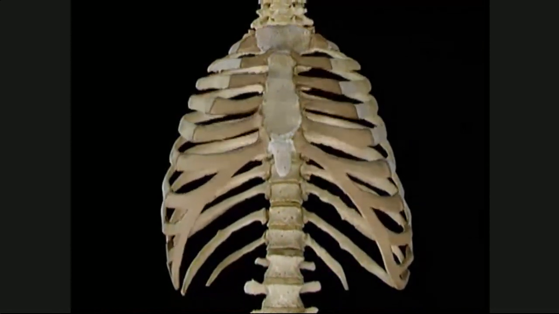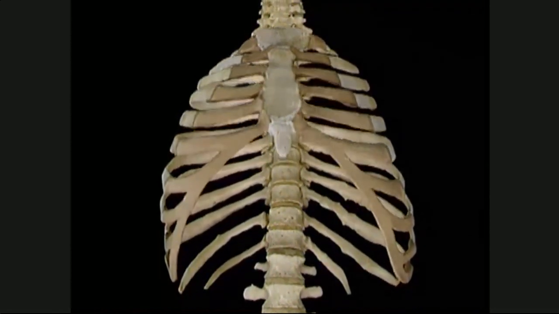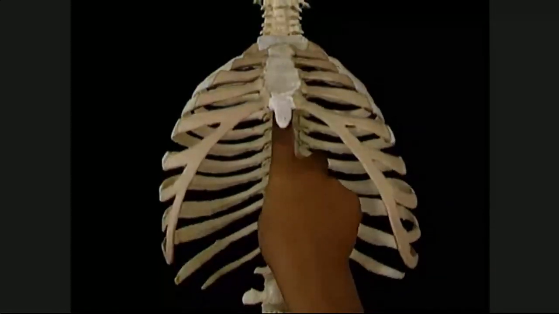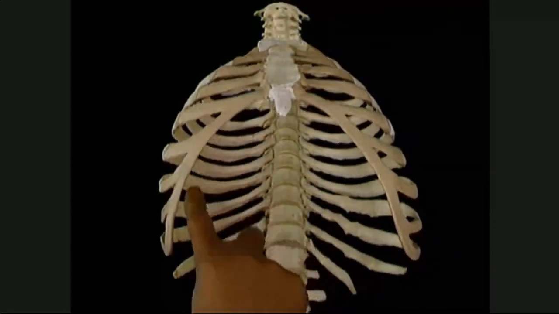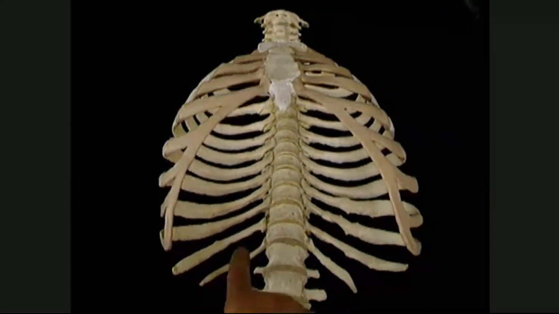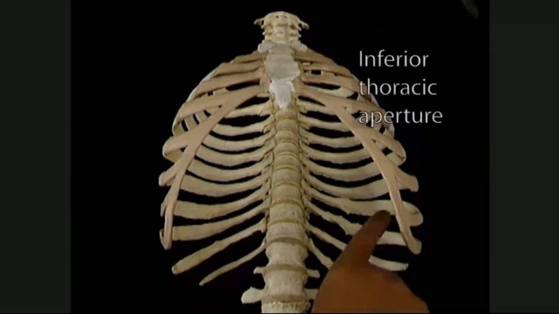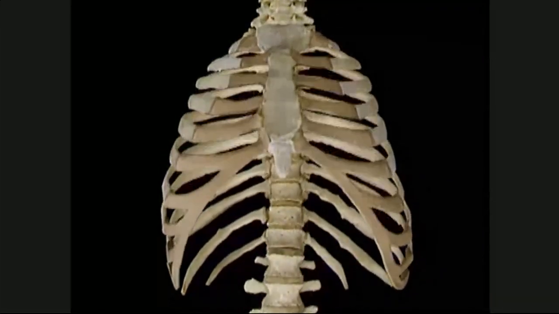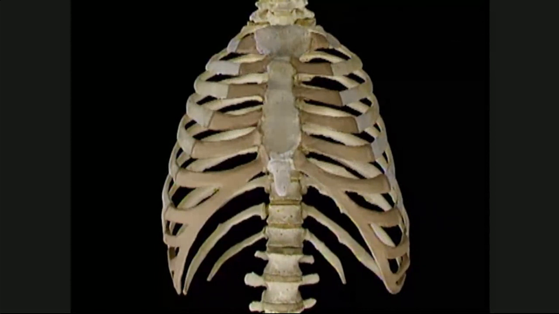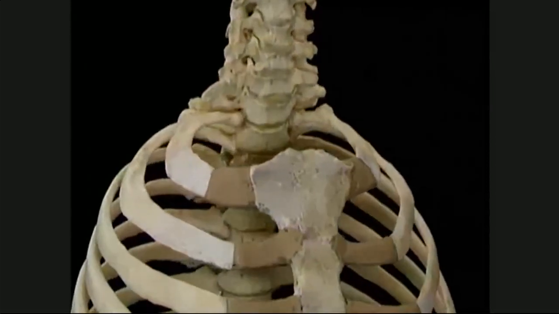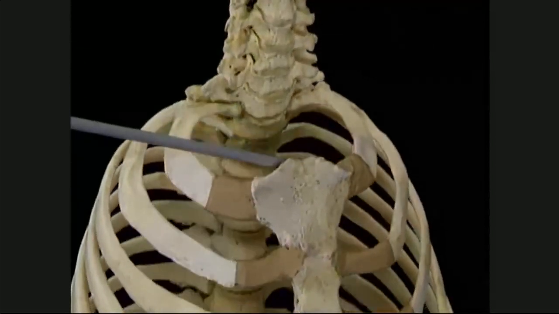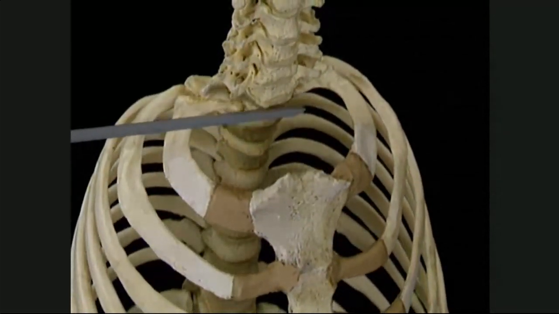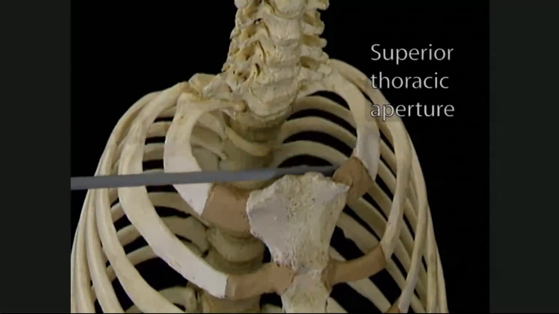Ribs, sternum, and costal cartilages form an expandable container for the lungs and heart. This large opening, formed on each side by the costal arch and the last 2 ribs, is called the inferior or lower thoracic aperture. It's almost completely filled in by the diaphragm, which separates the thorax from the abdomen. The much smaller opening above, formed by the manubrium, the first ribs, and the first thoracic vertebra, is called the superior or upper thoracic aperture.